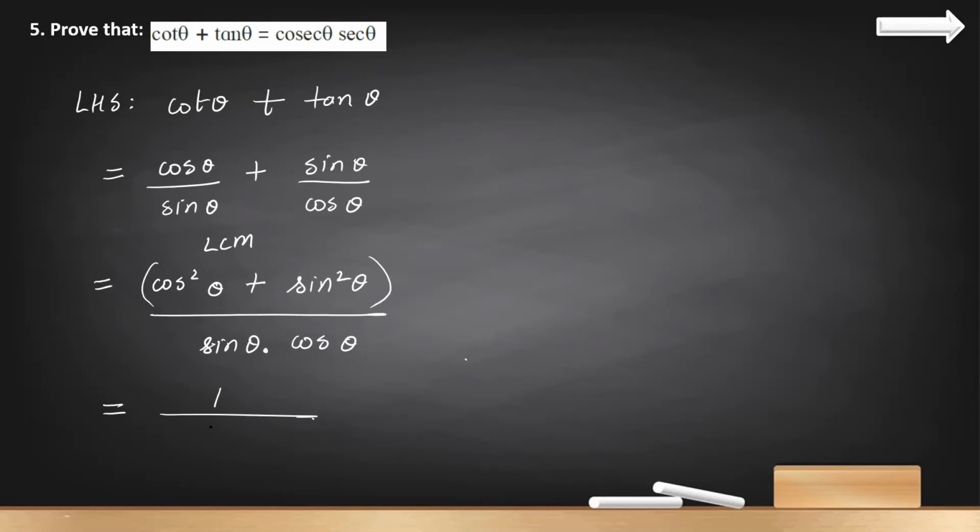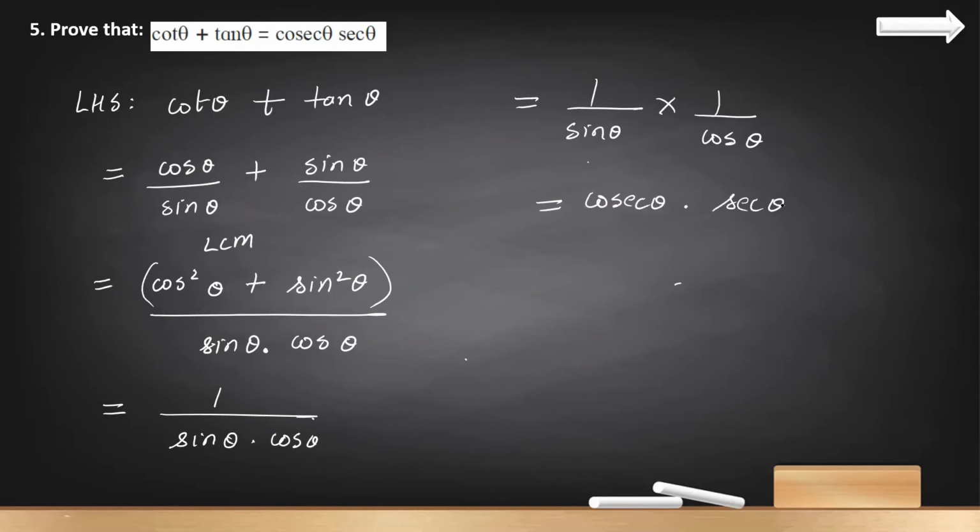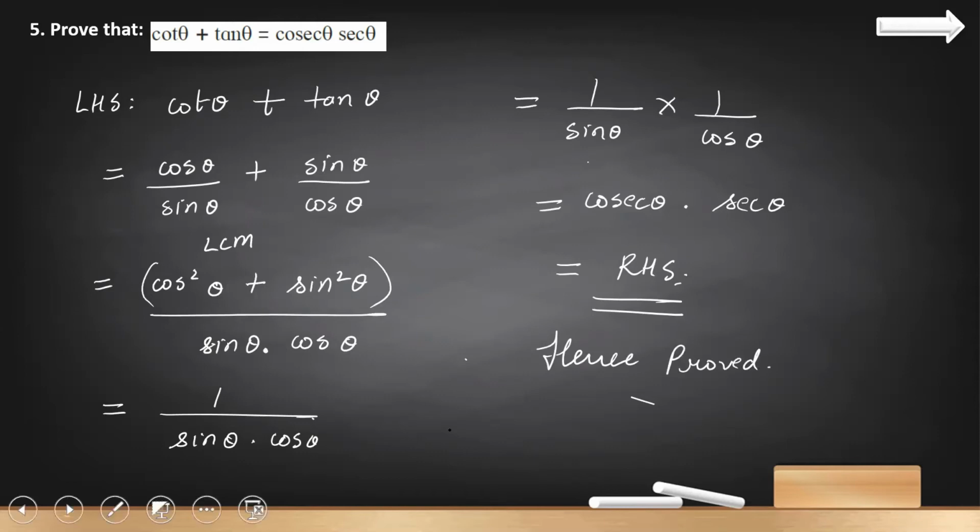So what do we have? We have 1 upon sine theta into cos theta. Now this can be separated as 1 upon sine theta into 1 upon cos theta. Now what is 1 upon sine theta? It is cosec theta. 1 upon cos is sec theta, which is equal to your RHS. Hence proved.